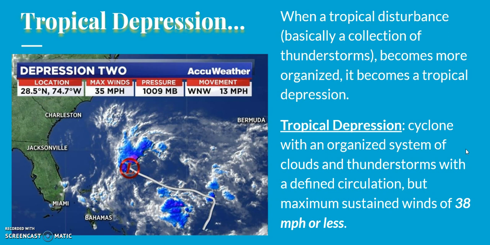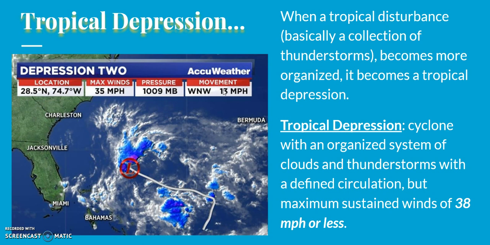Okay, so a tropical depression is a cyclone with an organized system of clouds and thunderstorms with a defined circulation, but maximum sustained winds of 38 miles per hour or less. This is just an image of a depression from a couple of years ago. And remember that tropical depressions just get numbered. So for instance, this is Depression 2. That just simply means that it was the second tropical depression for the Atlantic hurricane season for whatever year this is.